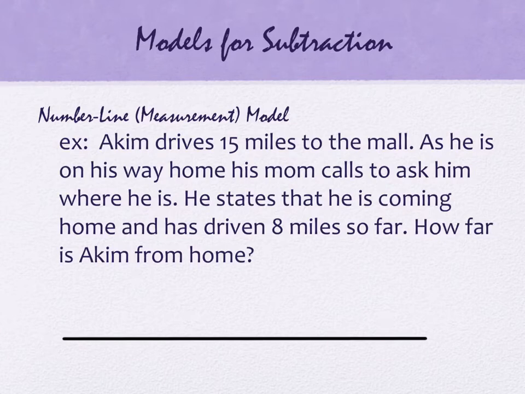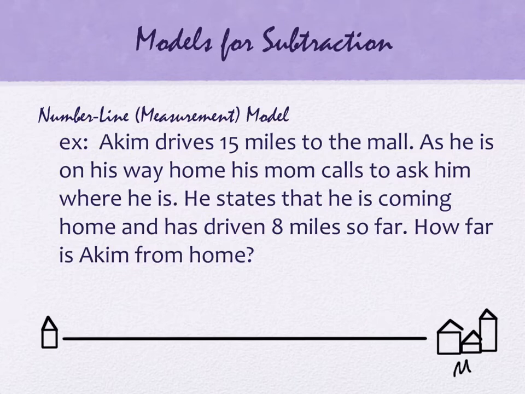And you've got Akeem's house over here, okay? And you've got the mall over here. It looks like a city, kind of. Here's my mall. And here's home. And how far is it from the mall to home? 15 miles. So 0 to 15 is my number line. That's not a very good 15. How about that?